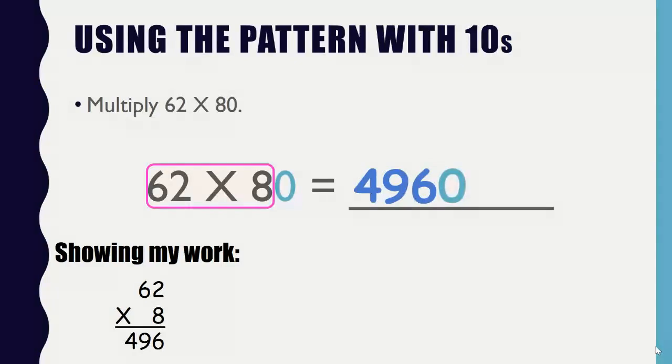My last step would be to make sure that I have commas. So I go ahead and put my comma in. So my number sentence now reads, 62 times 80 is equal to 4,960. In the next lesson, we'll discuss rounding and why rounding is so important to make sure that we have attached the correct amount of zeros.